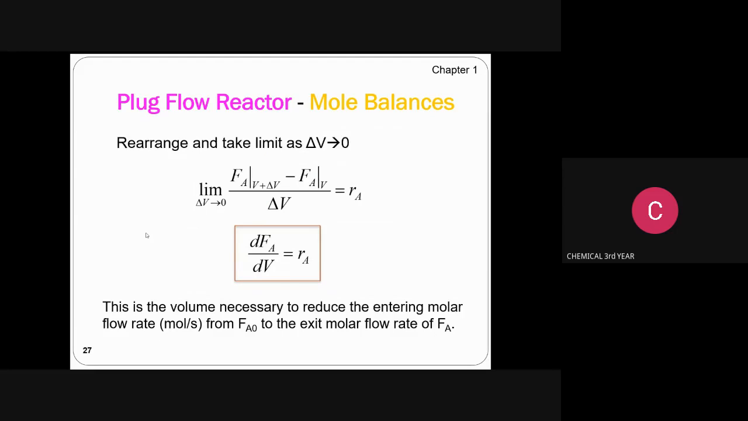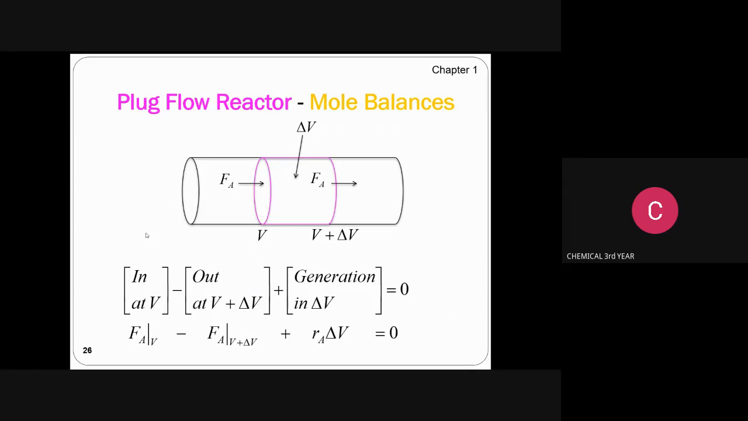Plug flow reactor mole balance. Briefly, in this slide, the plug flow reactor mole balance comes from the diagram. The left hand side is equal to Fe, and the right hand side becomes Fe naught. The generation term is delta V, and delta V is the overall volume, V plus delta V equal to the total system volume. Input, output and accumulation: this is for the steady state, so the accumulation becomes zero.